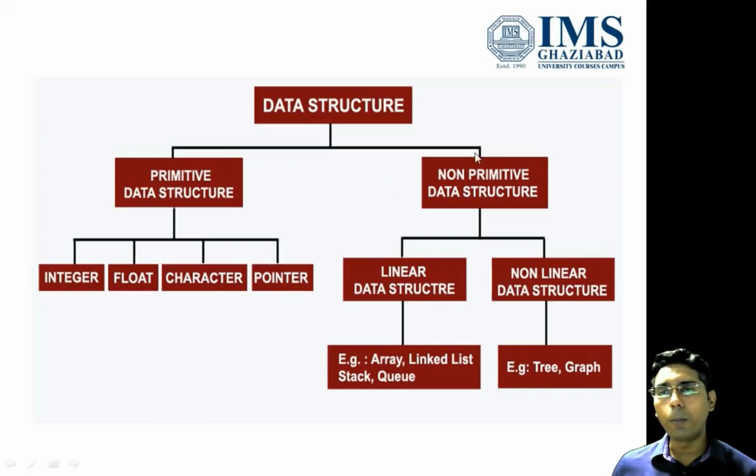In the case of non-primitive data structures, these are user-defined, and they are further divided into two categories: linear and non-linear data structures. Linear means sequential, where all the elements stored inside the memory are in a sequence. The element stored after the first element is the second element, and the one stored after the second is the third. Non-linear data structures are not sequential.